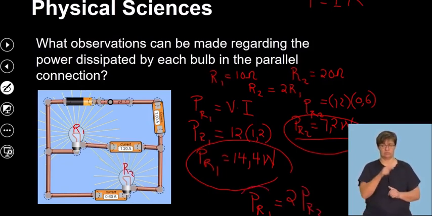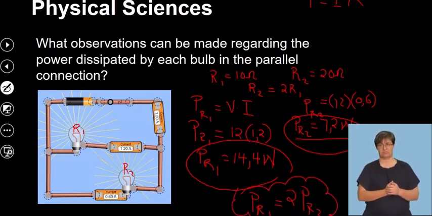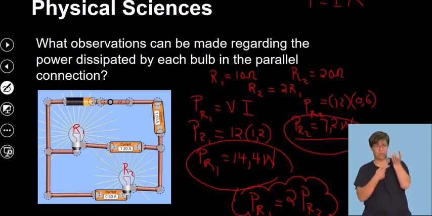So this is the conclusion that we are able to arrive at. This is very clear even in terms of brightness. That's why R1 is much brighter than R2.